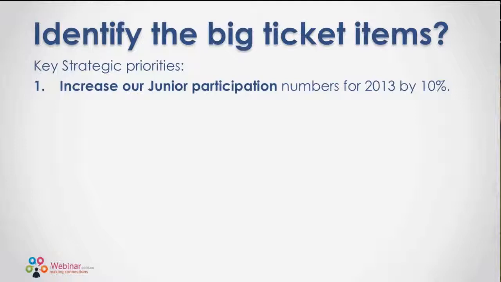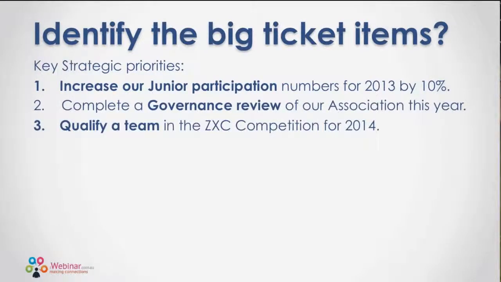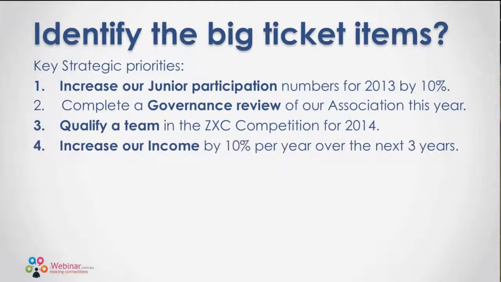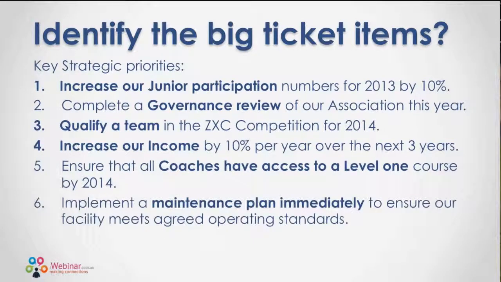So increasing our junior participation, completing a governance review, qualifying a team for the competition in 2014, increasing our income by 10%, ensuring that all coaches have access to a level 1 coaching course, and implementing a maintenance plan immediately. So if you look at each of those, they tend to fall into things to do with our sport and things to do with our business. And that's often a way, particularly for a small organisation, to design their strategic plan around those two areas. And most things will actually sort of lump into those two slots.